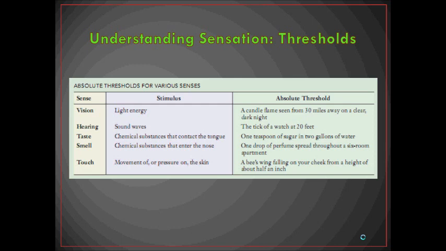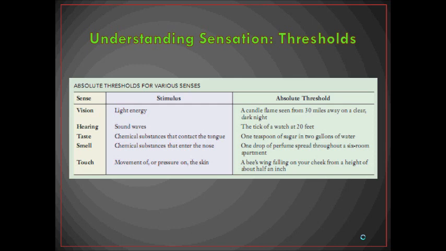Smell, using chemical substances that enter the nose: 1 drop of perfume spread throughout a 6-room apartment. That's pretty remarkable. It's a pretty large apartment, and we can take a single drop of perfume and just kind of walk throughout and do our best to spread it evenly. At that level, we can detect that a smell has entered the environment.